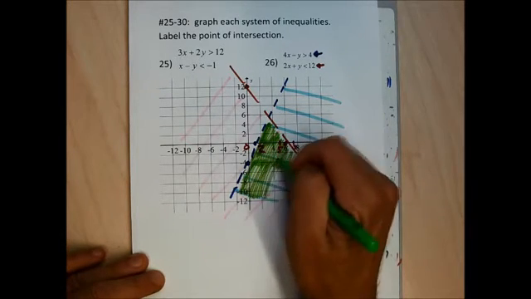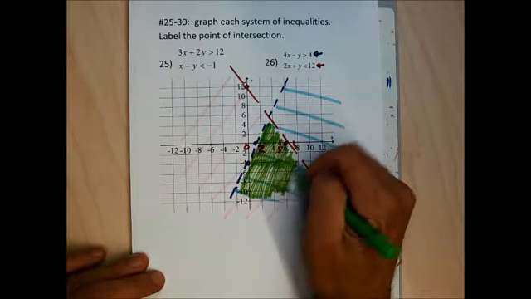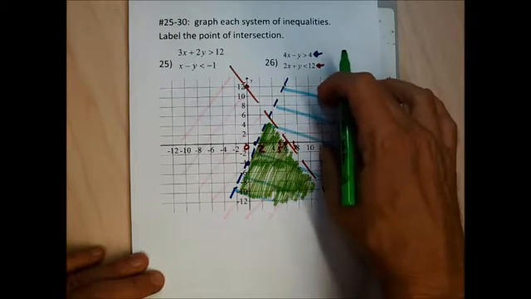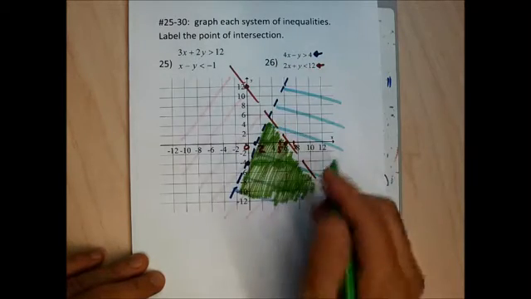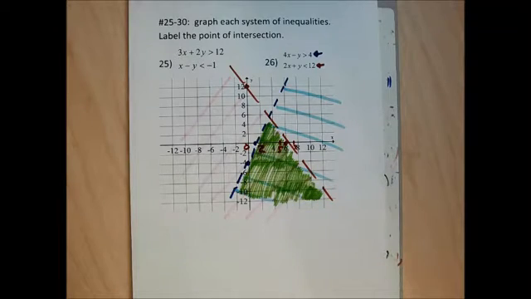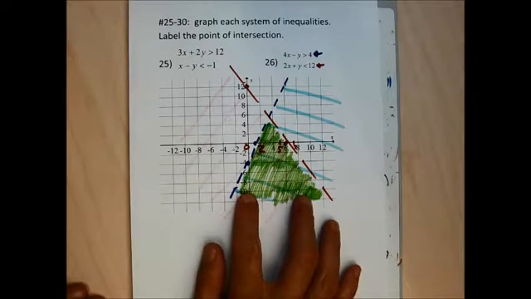So in a perfect world, I'd have been drawing in pencil, and I would have erased all the stuff here and all the stuff here where the shadings don't overlap. It's not a perfect world, and I can't erase that so well. So what we do is we highlight really darkly where the shadings overlap. And that's actually the region that needs to be only shown in our answer.